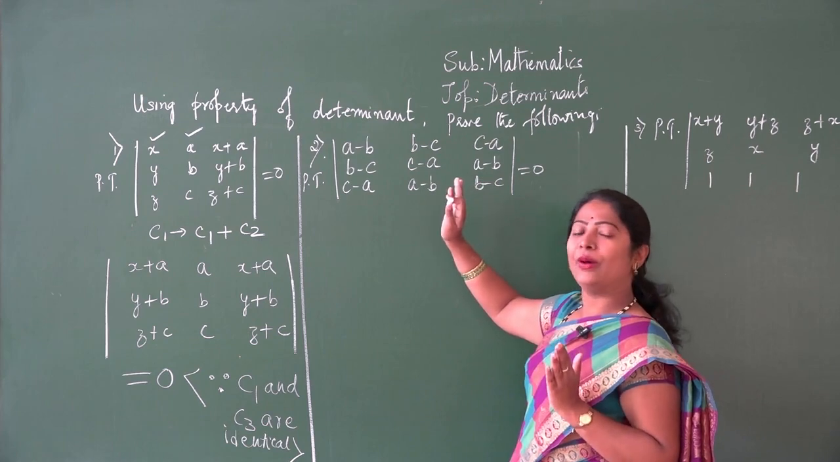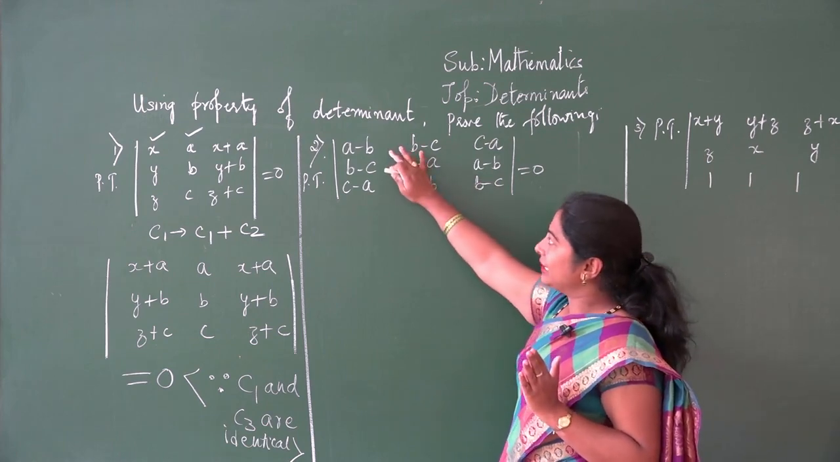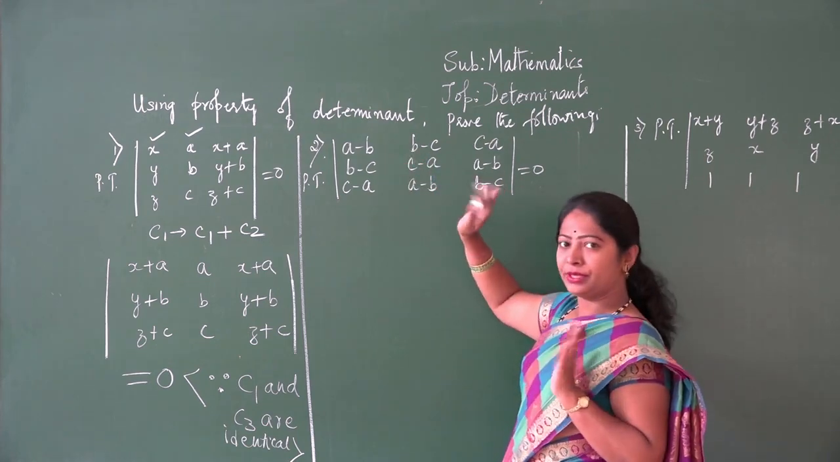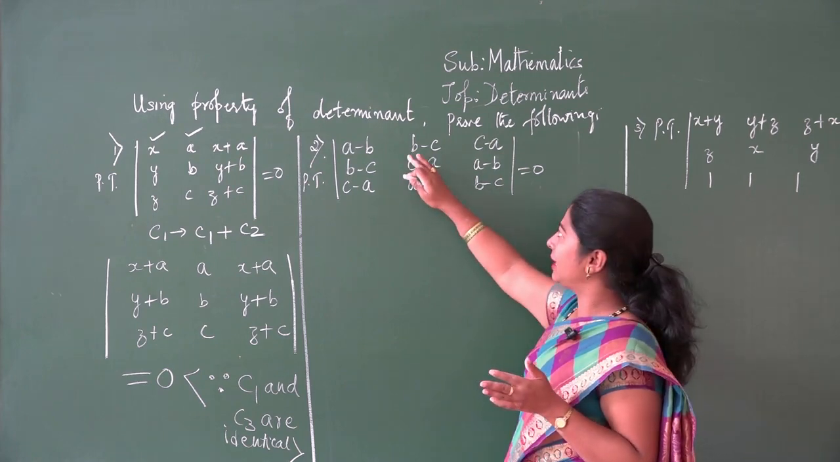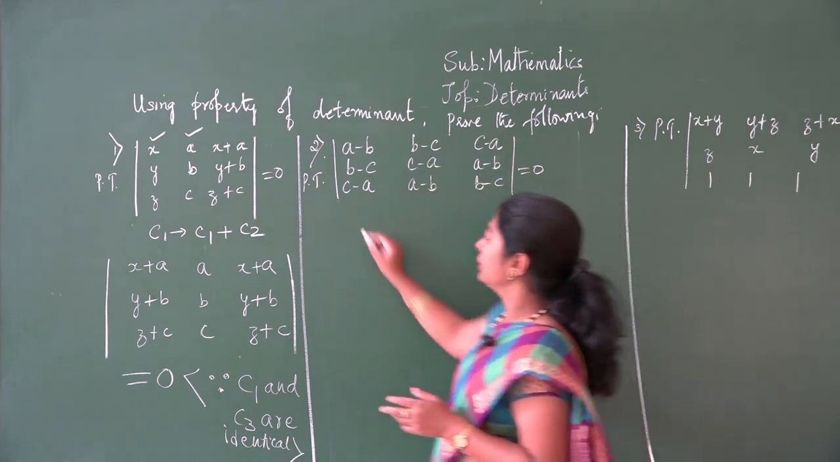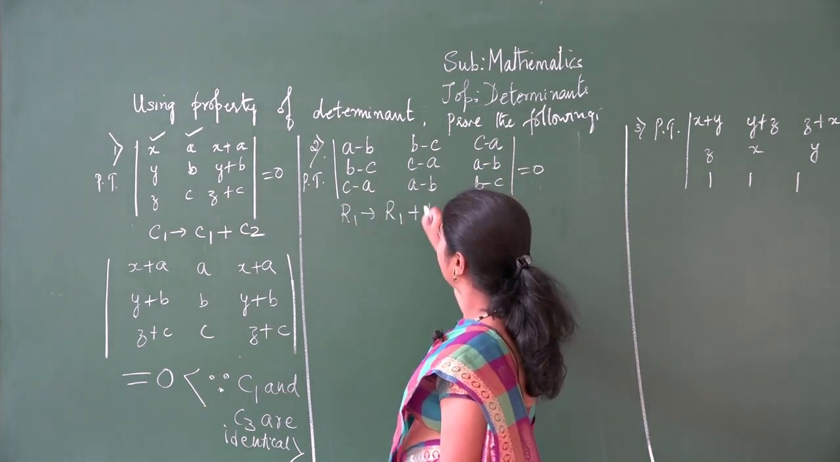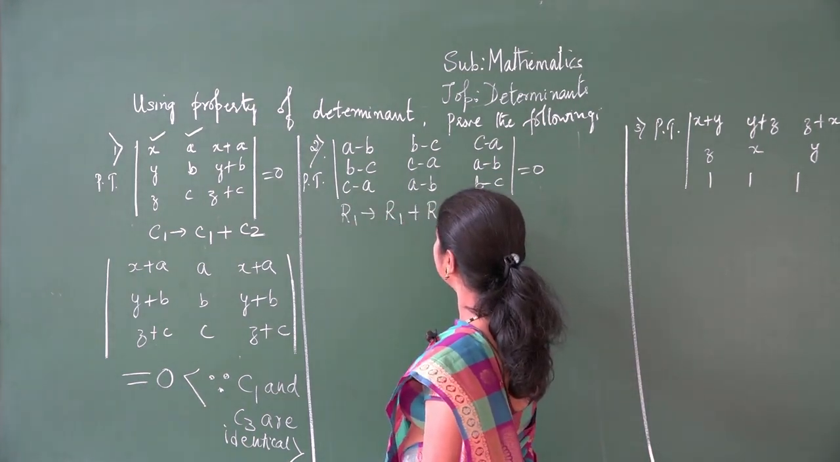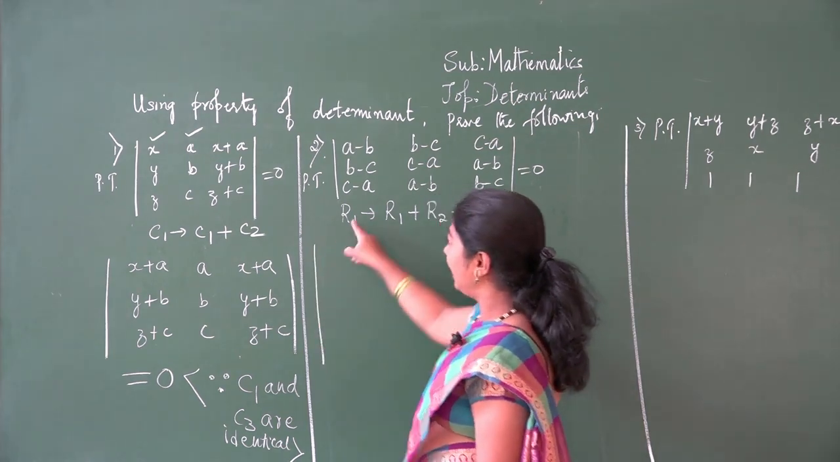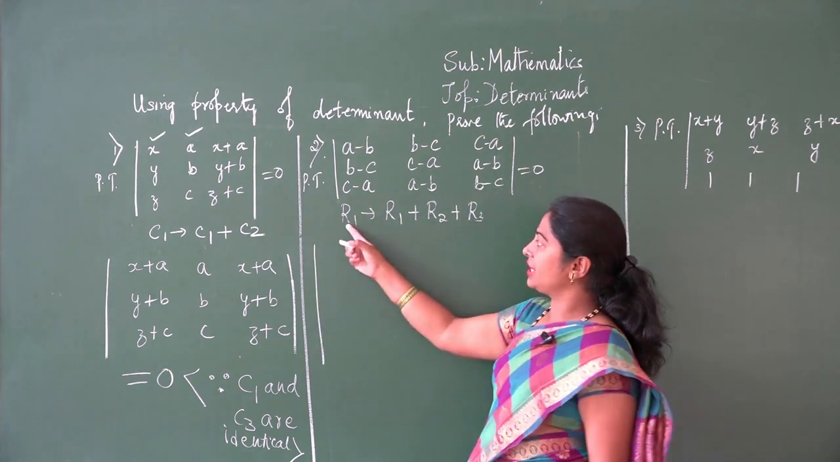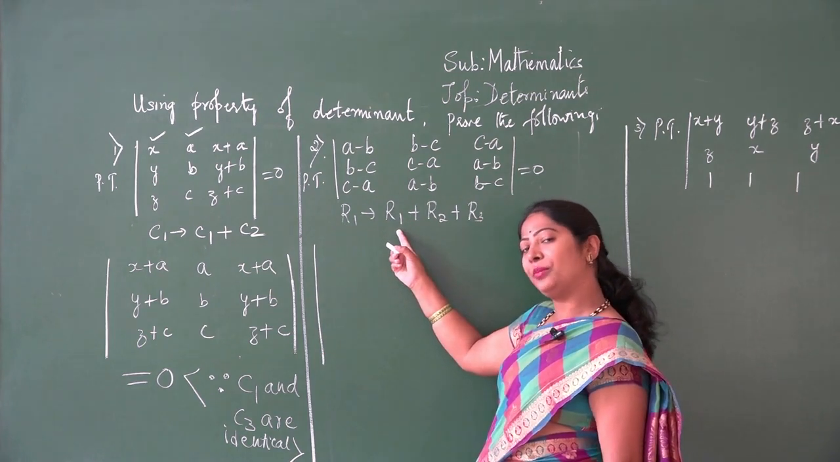If I have to make all the elements 0, I can just add all the columns, or I can add all the rows. So, suppose I change R1 to R1 plus R2 plus R3. R1 is changing. If I am changing R1, my immediate operation should also be R1.